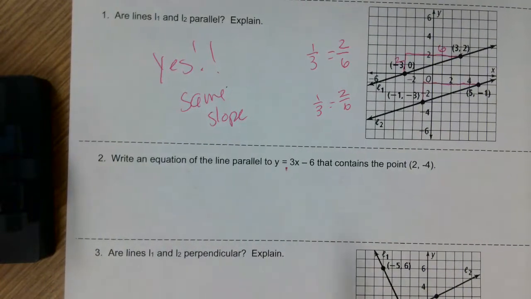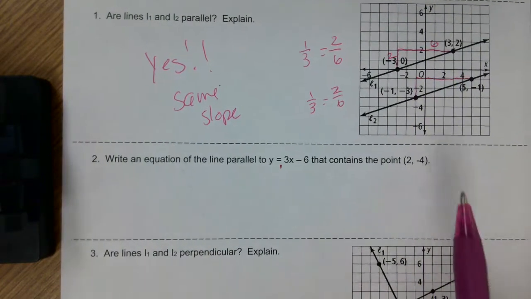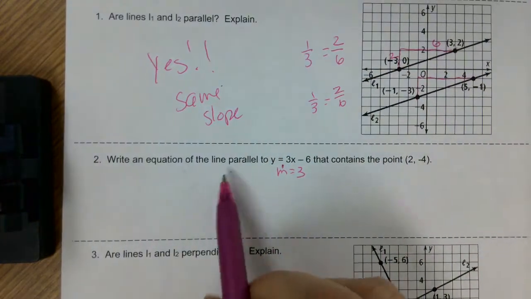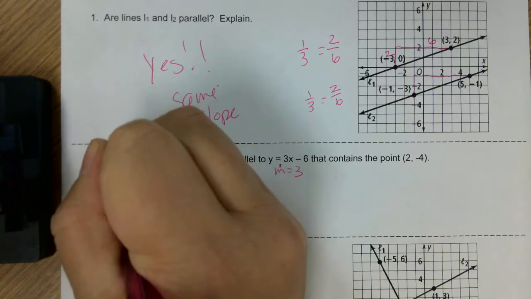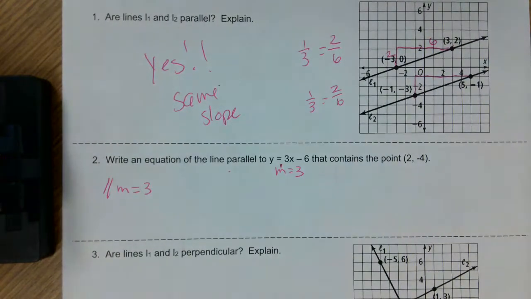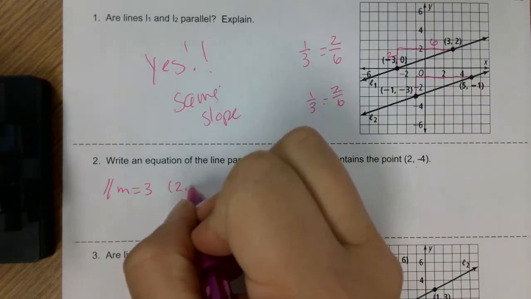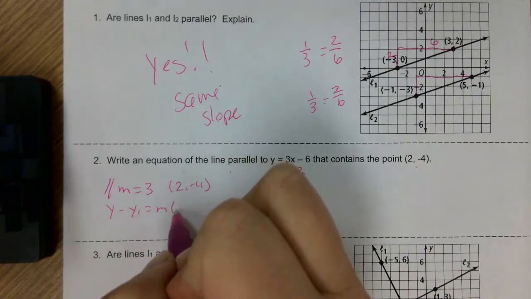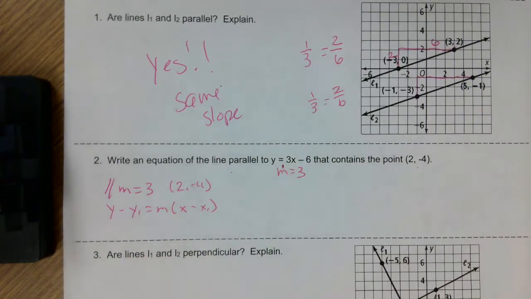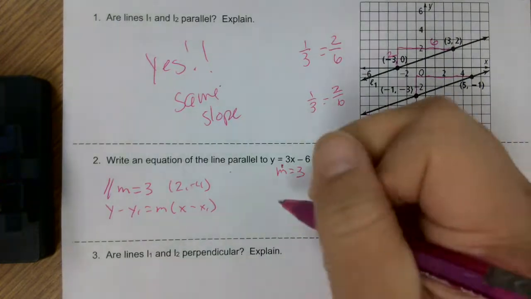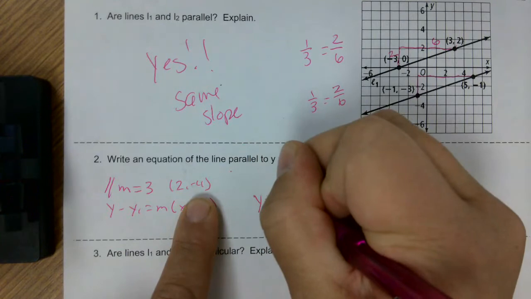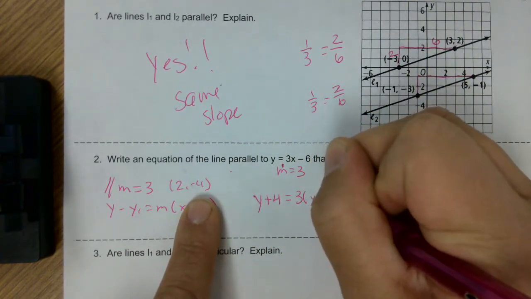So now this is asking you to write the line that's parallel to this that goes through this point. So here my slope is equal to 3. So since it's parallel, my parallel slope is also going to be equal to 3. Now I have this point 2, -4, it's given to me. I have to use my point slope form. If I have a point and the slope, I have to use my point slope form and then solve for y. So this would be y minus, my y1 is a -4, so this becomes +4. My slope is 3, x minus 2.